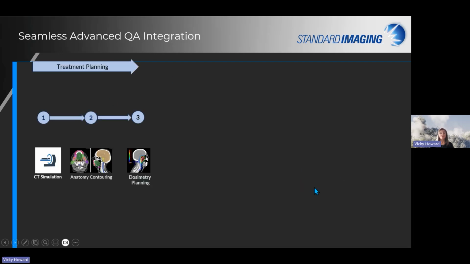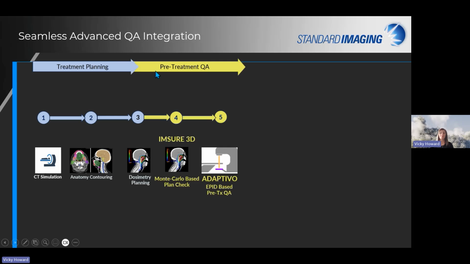This graphic will show you how all of our devices and solutions fit into the clinical workflow. Of course, every patient who comes into radiation oncology will start with treatment planning. So they have their CT simulation, contouring happens, followed by dosimetry planning. And then it's ready for pre-treatment QA after the plan has been approved by the physician. Pre-treatment QA, of course, always has to involve some sort of secondary check. We offer I'm Sure 3D.